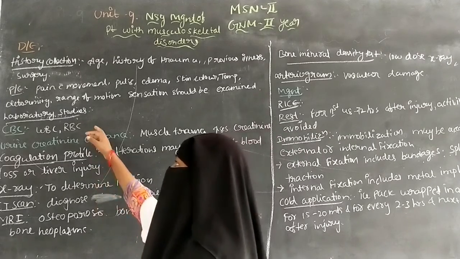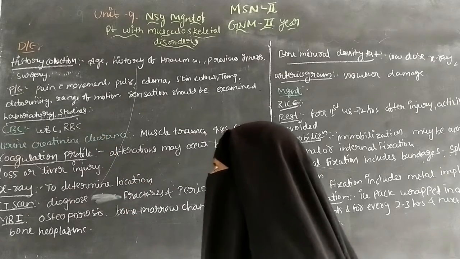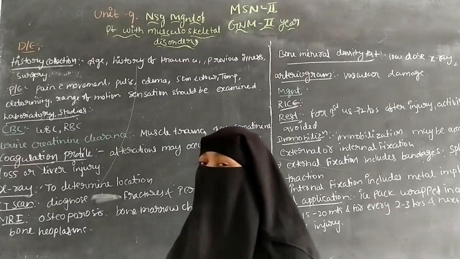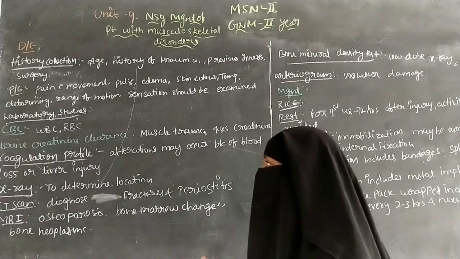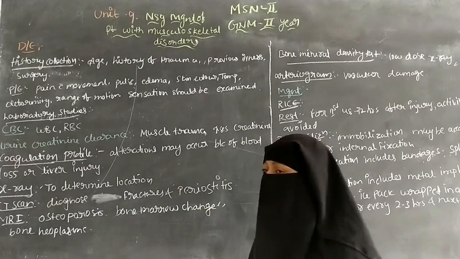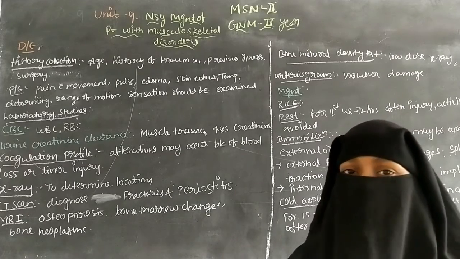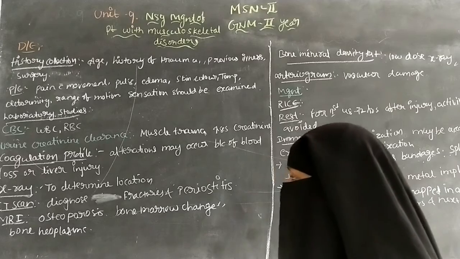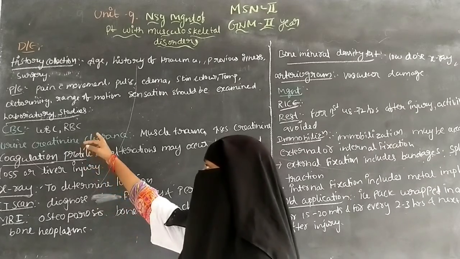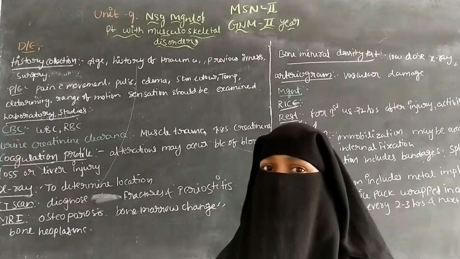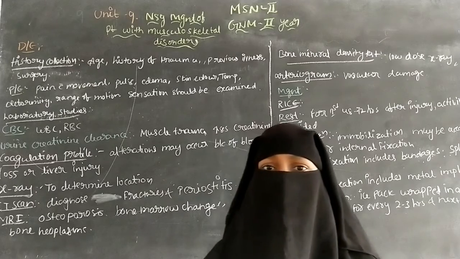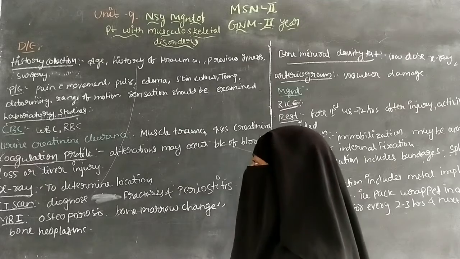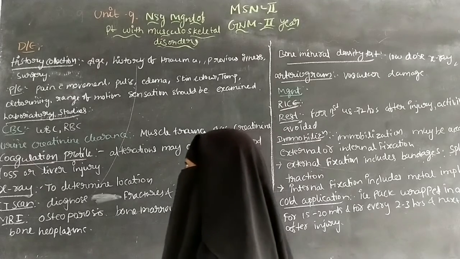Next one is the laboratory studies. In the laboratory studies, there is the complete blood count. In the complete blood count, we can check the WBC count and the RBC count. Significant blood loss can occur in a fracture, so we check the red blood cell count, which becomes decreased. The nurse has to assess the laboratory studies.